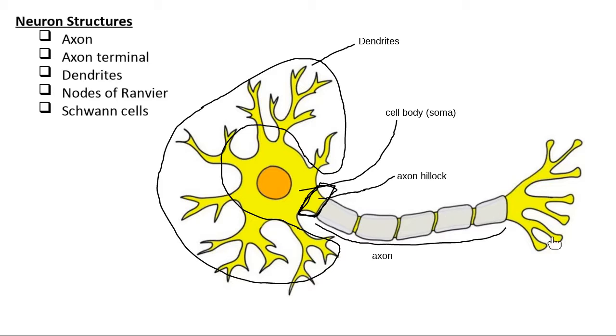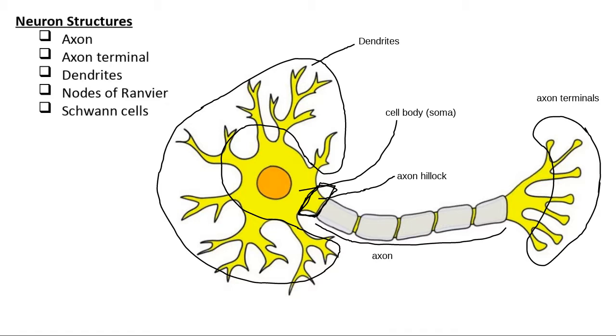When we get to the ends of the axon, each of these little things we see here are my axon terminals. So I'll put a circle around these as well. These are the axon terminals, or the synaptic bulbs, or something having to do with the synapse. That's what we would call the structures down here. We also need to label the Schwann cells, and we need to label the nodes of Ranvier.